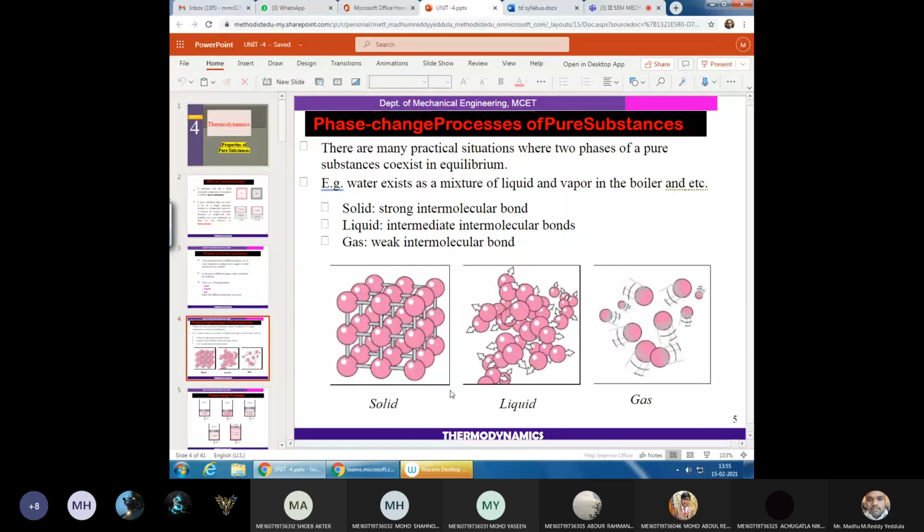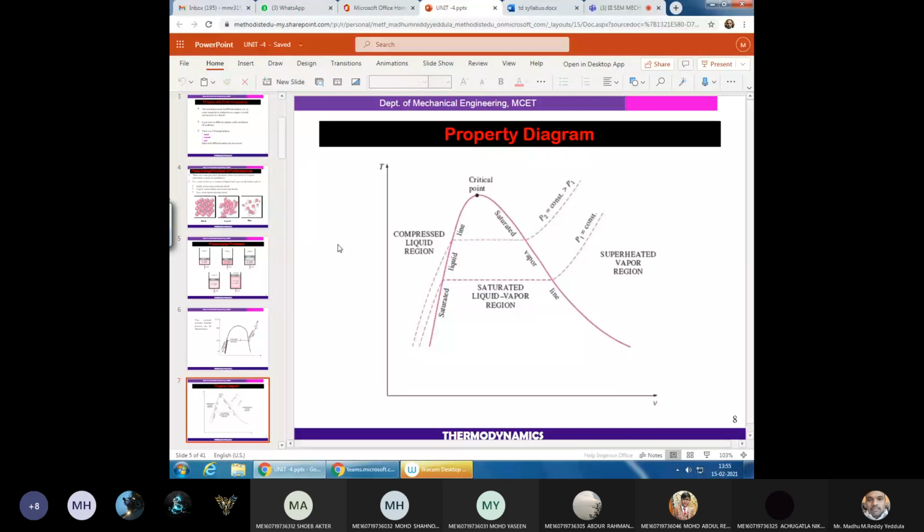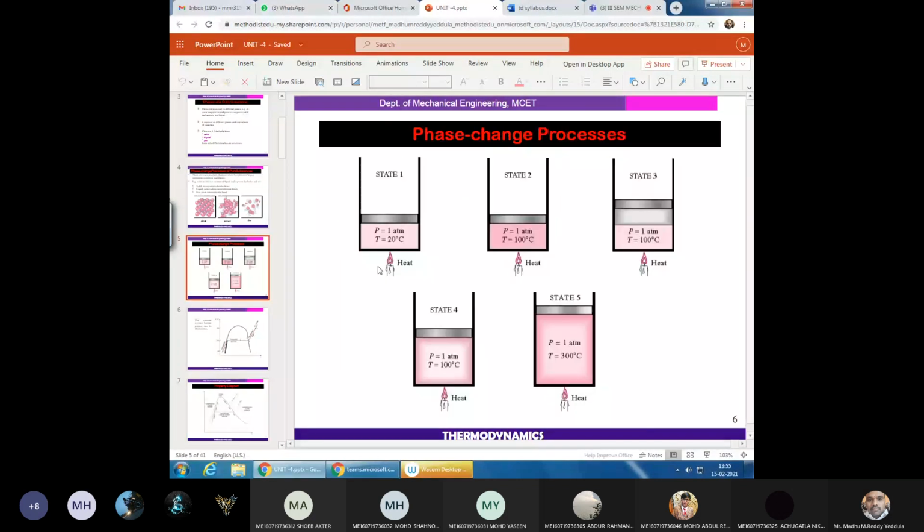Now, phase change process at constant pressure. If you see, let us consider a bowl or container. It consists of water at room pressure, atmospheric pressure and room temperature, 1 bar pressure and 20 degrees centigrade. And we started heating that. Right? So what will happen from state 1 to state 2? Tell me, state 1 to state 2. Anyone please answer.